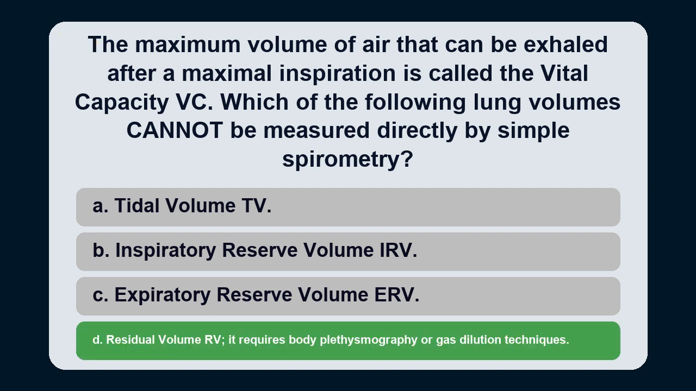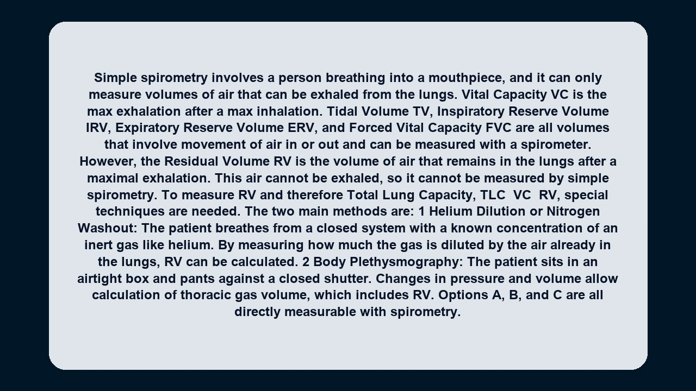The answer is D. Simple spirometry involves a person breathing into a mouthpiece, and it can only measure volumes of air that can be exhaled from the lungs. Vital capacity, VC, is the max exhalation after a max inhalation. Tidal volume TV, inspiratory reserve volume IRV, expiratory reserve volume ERV, and forced vital capacity FVC are all volumes that involve movement of air in or out and can be measured with a spirometer.